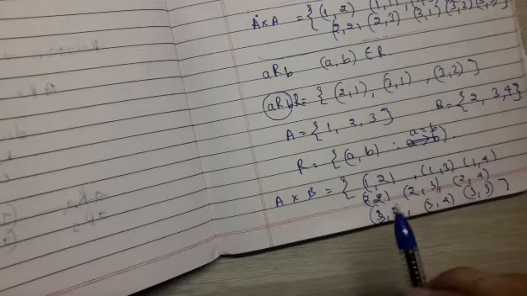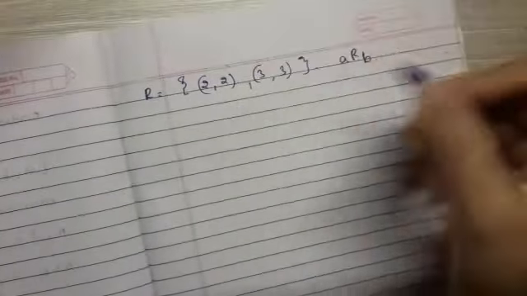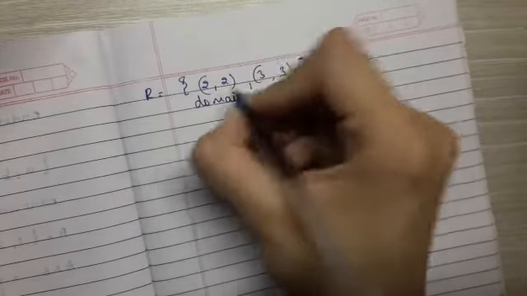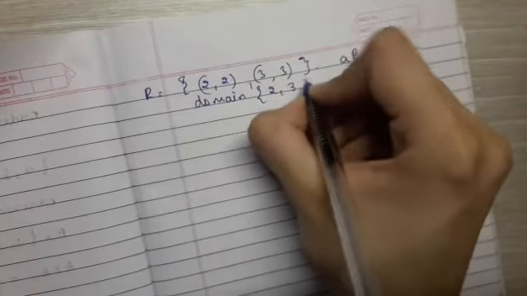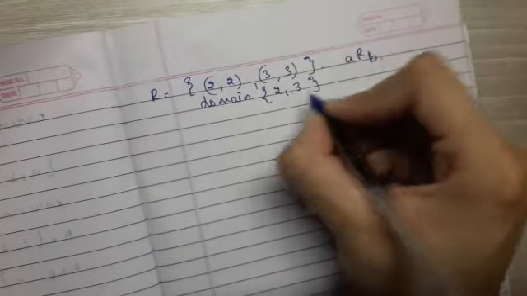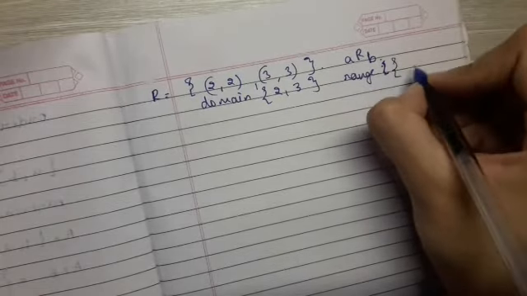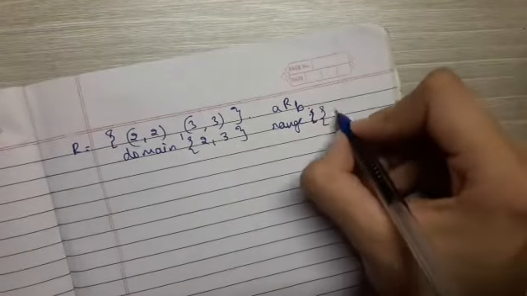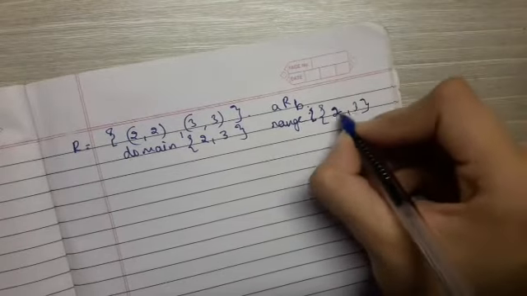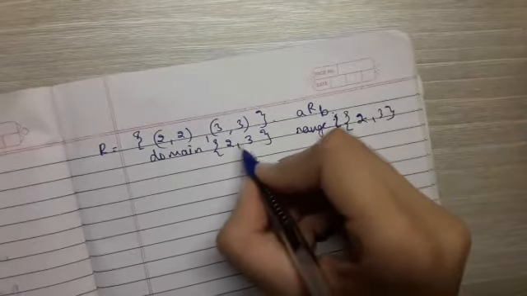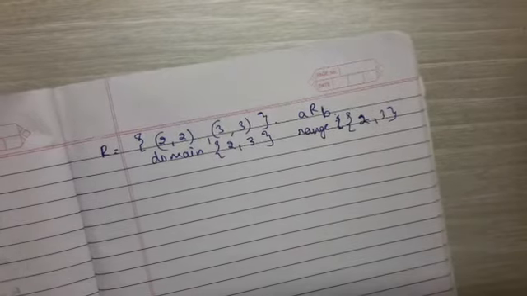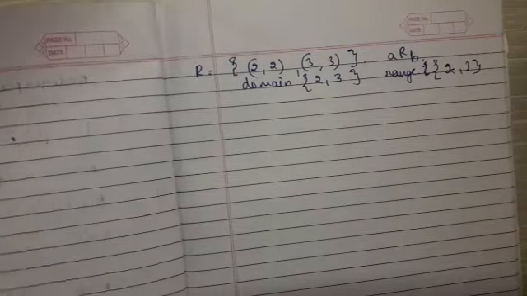And the output values which we get from those input values are called the range. Here we got the output values as 2 and 3. So the domain were the first components, 2 and 3. This is the set of the domain, and the range was the output values that we could get from the values of the domain, which is 2 and 3. Remember, these are the second components and these are the first components.